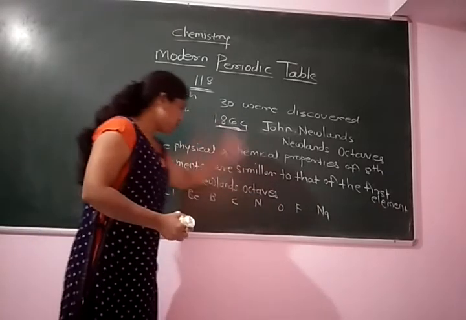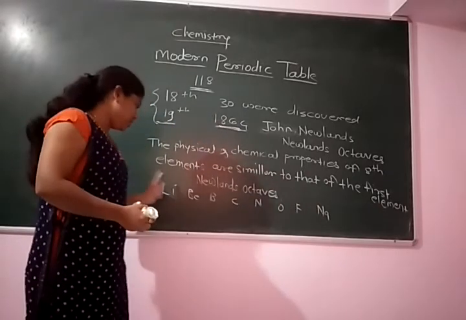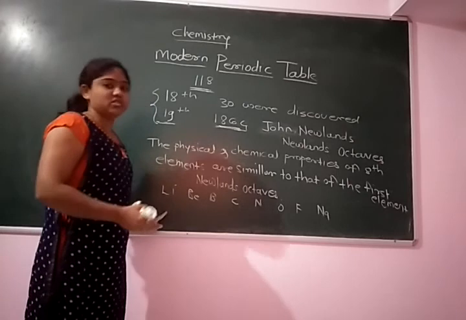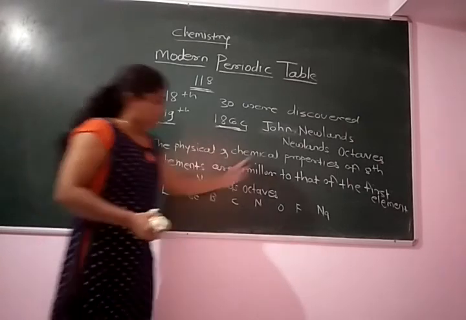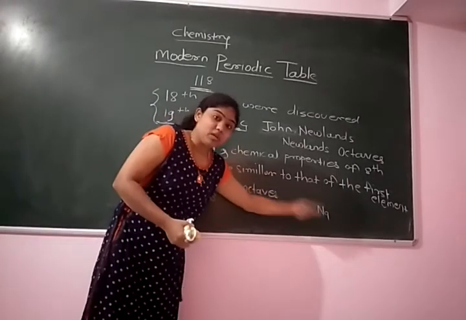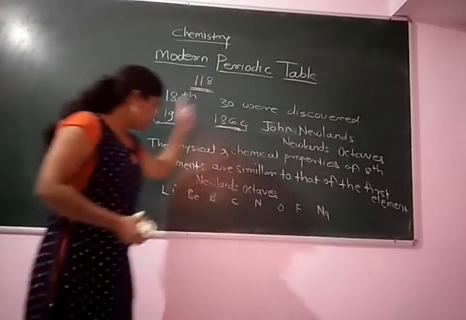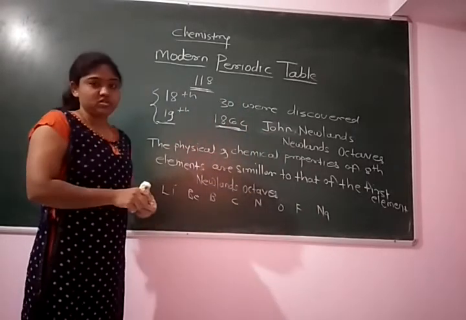म्हणजे सोडियमच्या ज्या काही प्रॉपर्टीज आहेत त्या सिमिलर आहेत. कोणाशी सिमिलर आहेत? तर फर्स्ट एलिमेंट that is lithium. So the physical and chemical properties of the eighth element are similar to that of the first element.